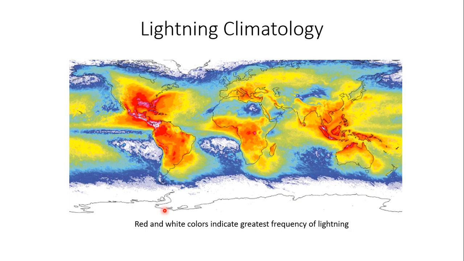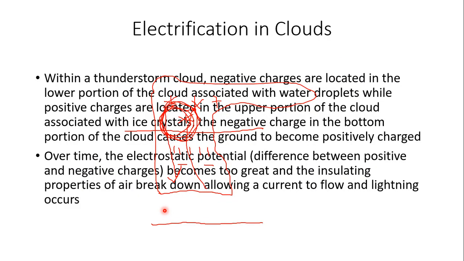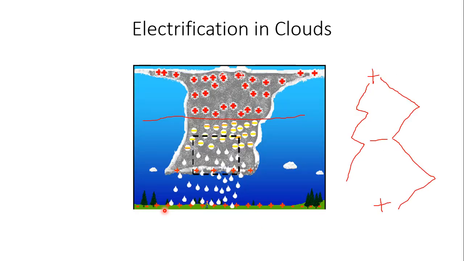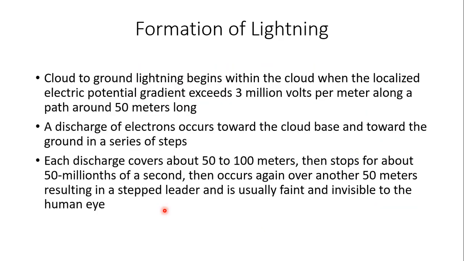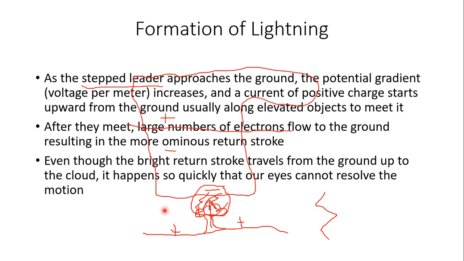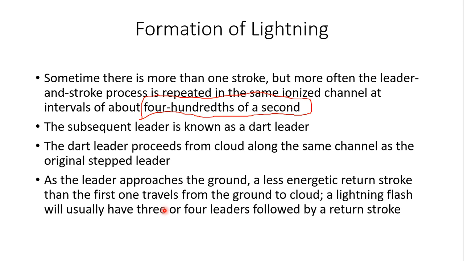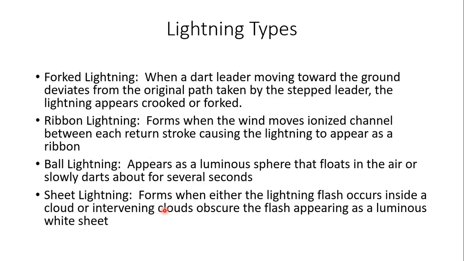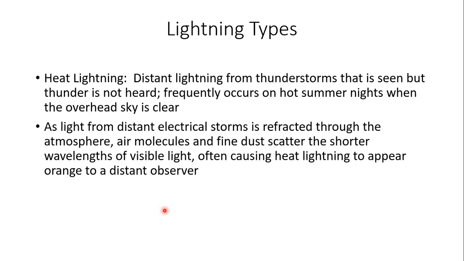Lightning climatology, just kind of showing you where around the world lightning tends to be occurring at the greatest amount. Electrification within the clouds, how lightning forms, the electrostatic differences within the cloud, formation of lightning in general, and then talked about step leader, dart leaders, as well as the different types of lightning. Okay. All right, that wraps things up today.